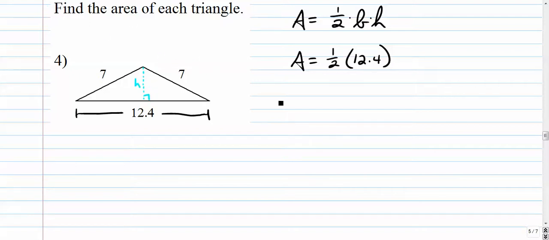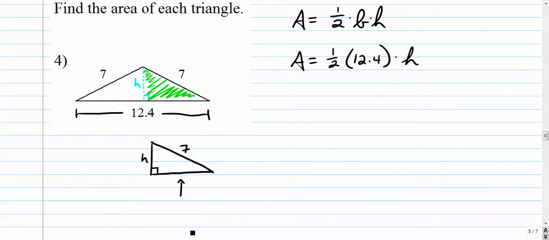So believe it or not, this is actually a Pythagorean Theorem question. To figure out h, we're going to use the Pythagorean Theorem. I'm going to deal with one of these triangles by itself, just the right-hand triangle. I'm going to extract it this way. That's a right angle. This is h. This is 7. And this base is actually half of 12.4, so we'll call that 6.2.